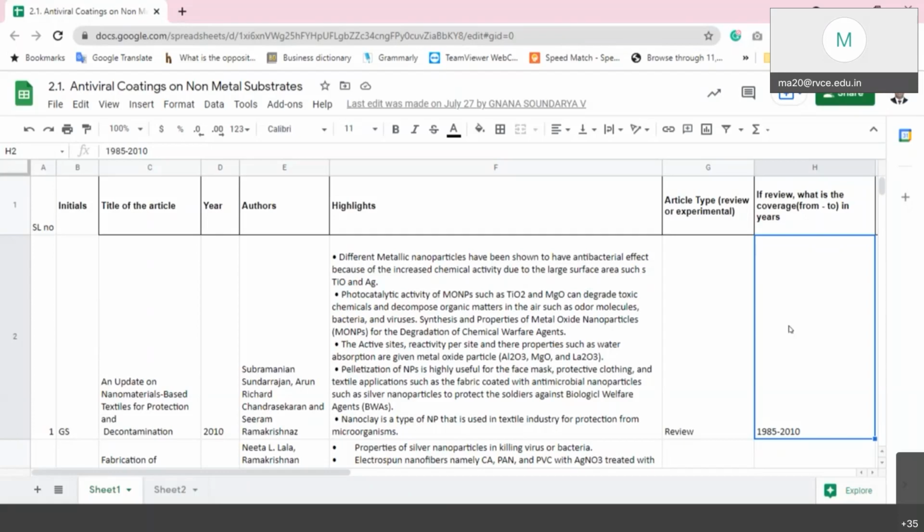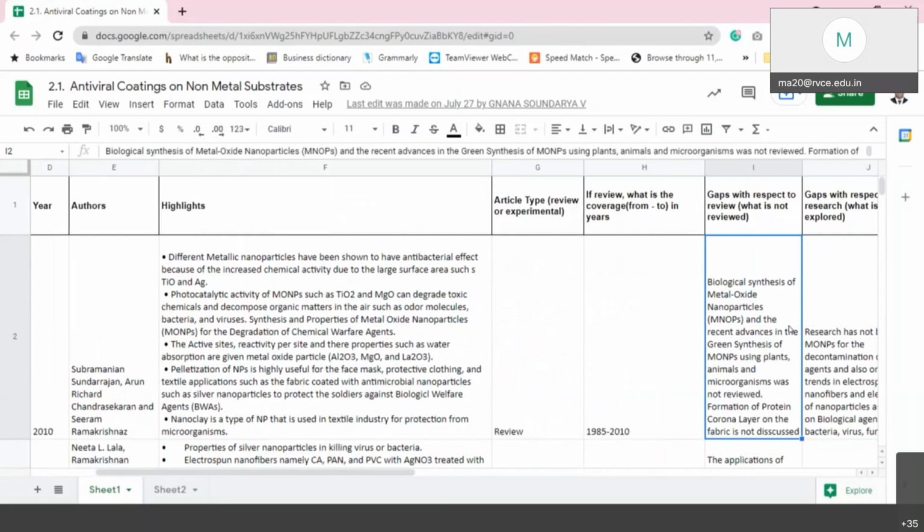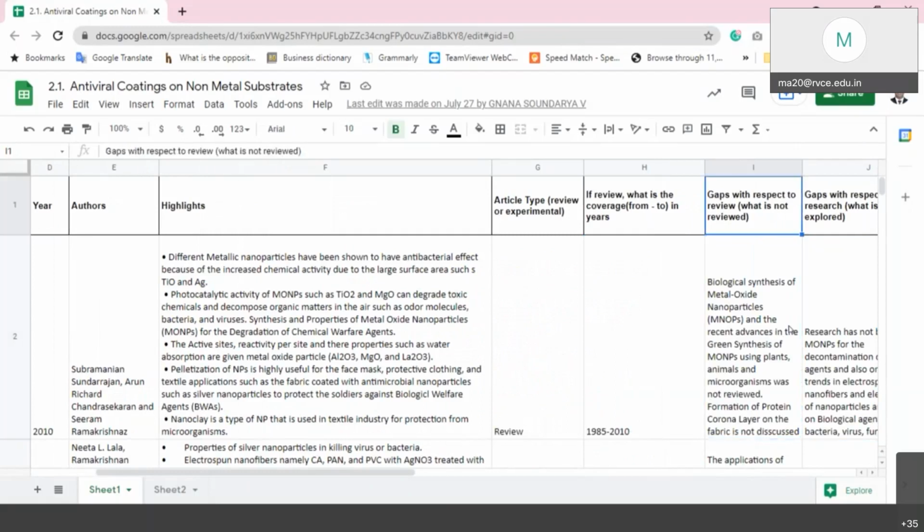So here you are going to indicate this coverage. The next column is gaps with respect to review. That means what is not reviewed. This is one example. Like this, you will come across say 10 review papers. After going through those 10 review papers, you should be able to fill this column.